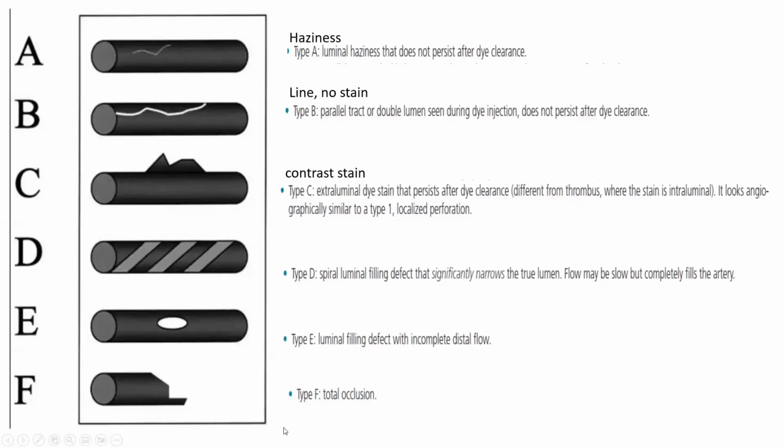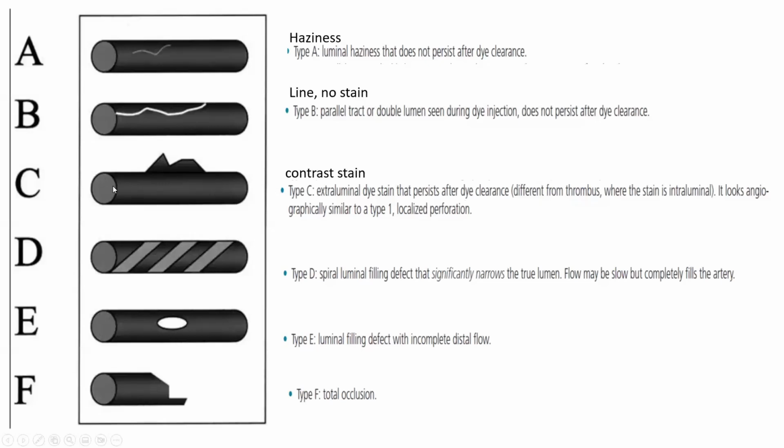And this is a reminder of the dissection classification that applies to all sorts of dissection, particularly stent and balloon angioplasty induced dissection. So dissection type A is just very mild haziness. Dissection type B, there is a line, parallel track, but no stain. Dissection type C, there is a stain in the wall of the vessel that persists after dye clearance.